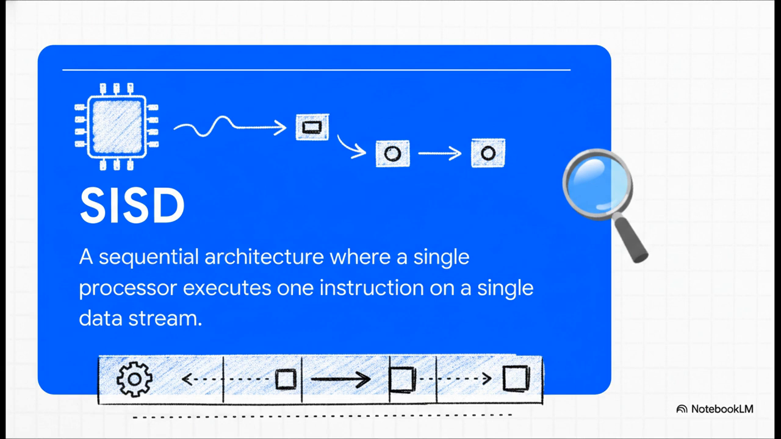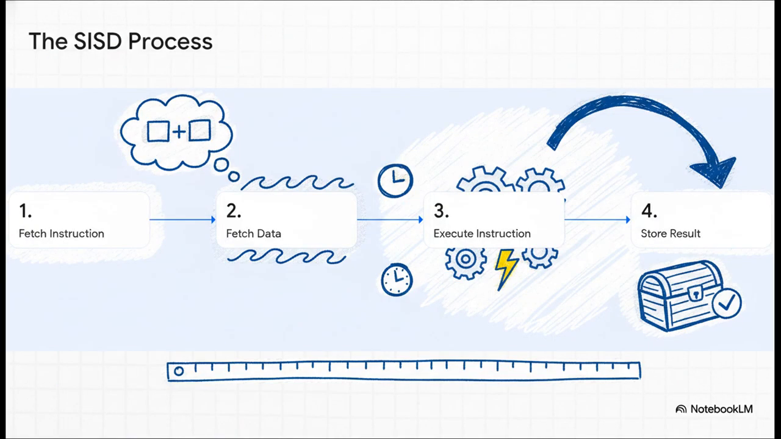A processor grabs one instruction, applies it to one piece of data, gets an answer, and then, and only then, it moves on to the next thing. This is the bedrock of pretty much every CPU out there. The whole process is this really clean, really linear four-step dance. First, it fetches an instruction, something like add these two numbers. Next, it fetches the data, the actual numbers you're adding. Then it executes the instruction, does the math. And finally, it stores the results somewhere. It's methodical, it's precise, and for a really long time, it was all we ever needed.